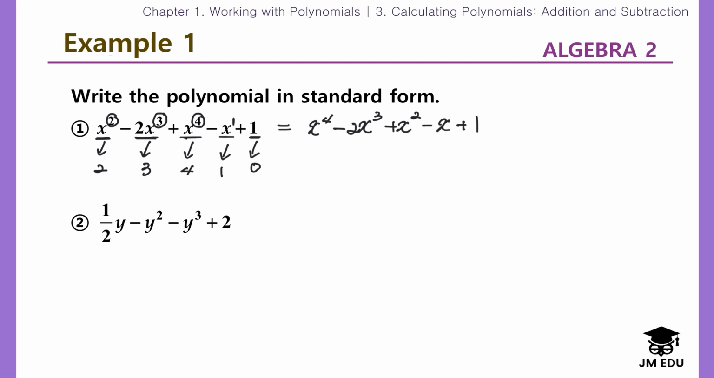Number 2. Here this term has a degree 1. This term, degree 2, degree 3, constant, right? Constant is a degree 0. So, highest degree, 3: negative y cubed minus y squared plus 1 over 2y plus 2.